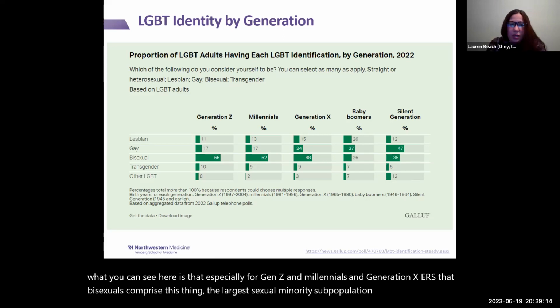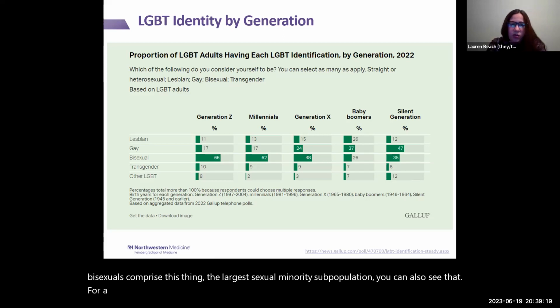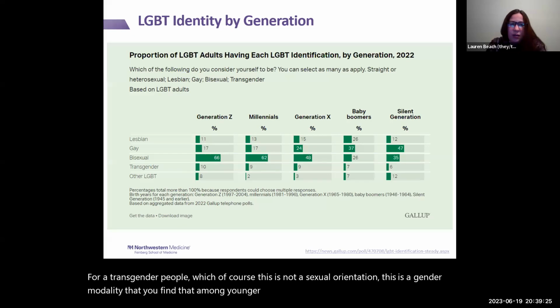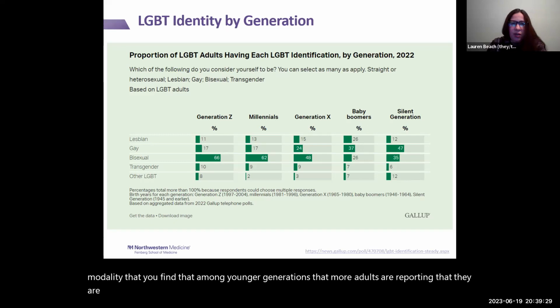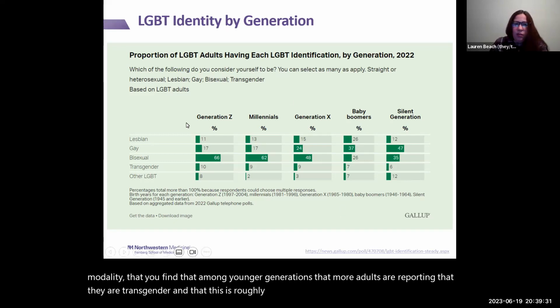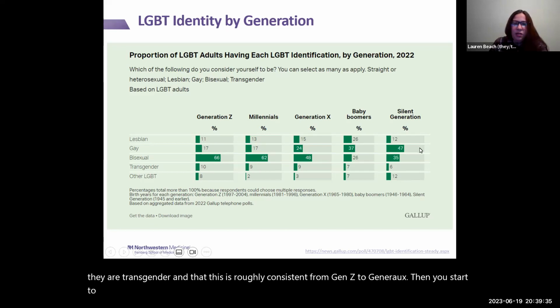You can also see that for transgender people, which of course is not a sexual orientation, this is a gender modality, you find that among younger generations more adults are reporting that they are transgender, and that this is roughly consistent from Gen Z to Gen X. Then you start to look at baby boomers and the silent generation.